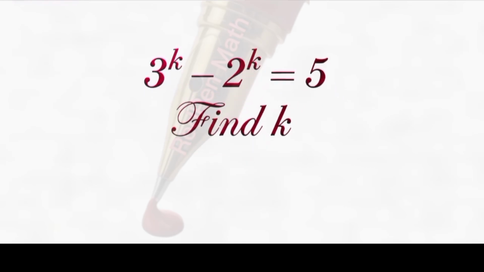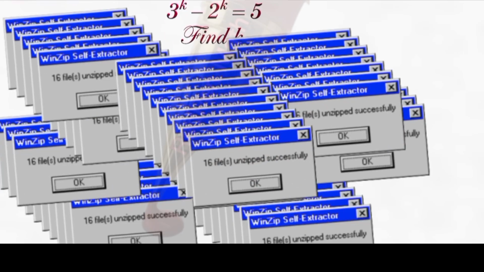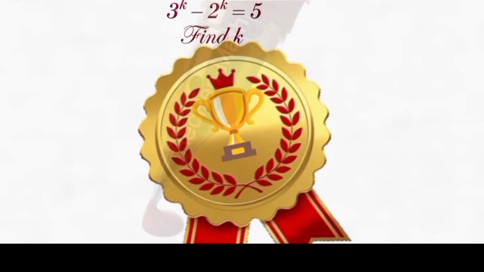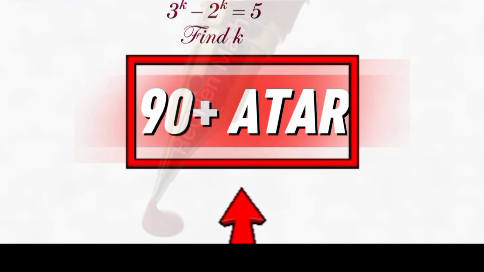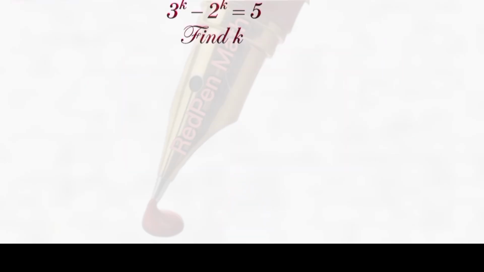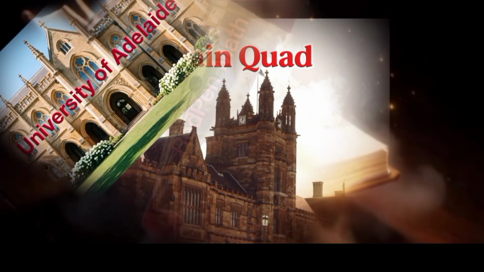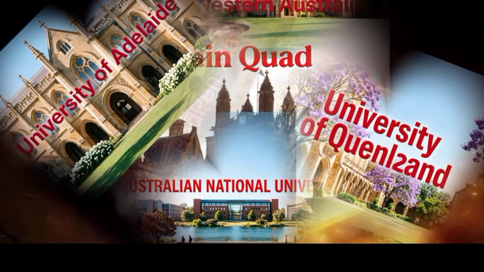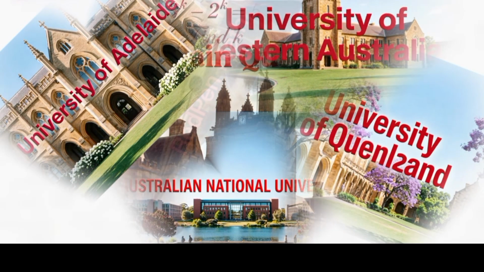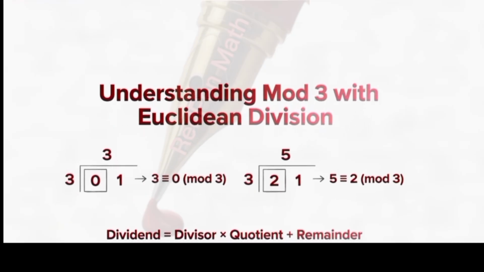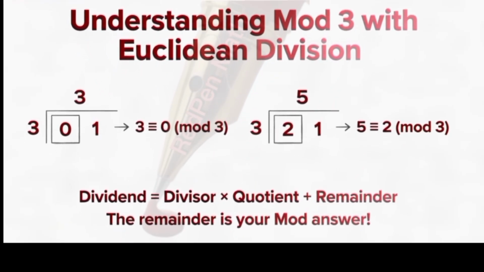This question right here could be the difference between a band 5 and a band 6. If you want to secure that 90 plus ATAR and get into your dream university, watch this video until the end. I'm going to show you a powerful technique that most students don't know about. So how do you solve it? The answer is modular arithmetic.